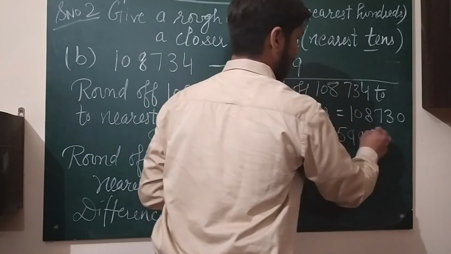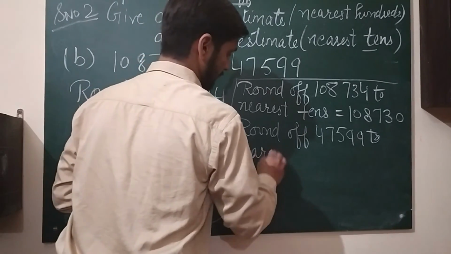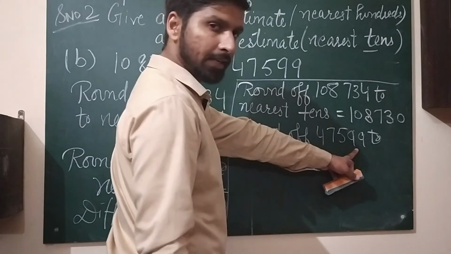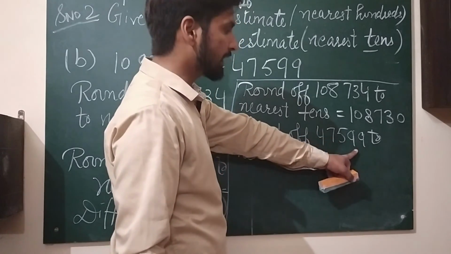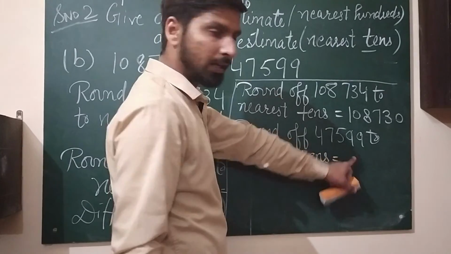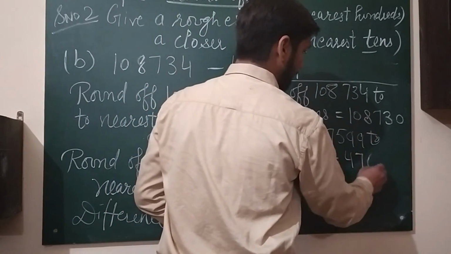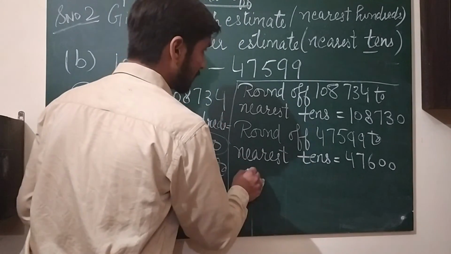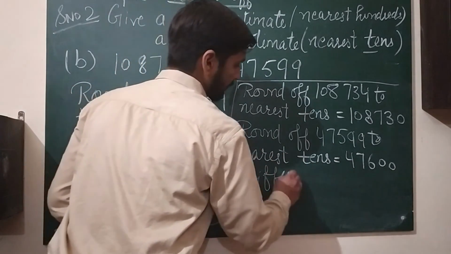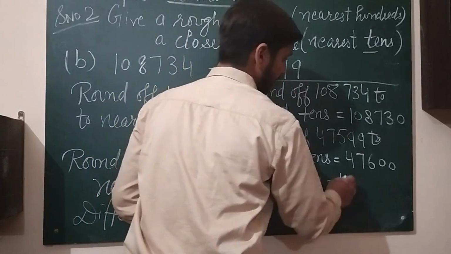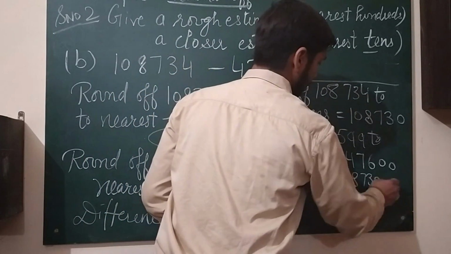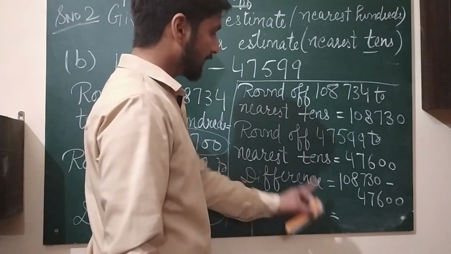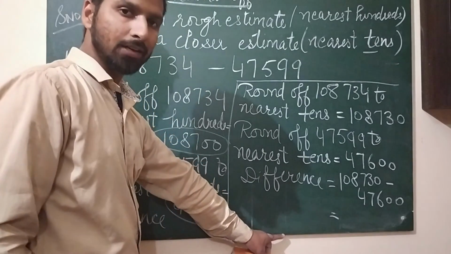If I round off 47,599 to nearest tens, it will be written as, now 99 lies between 90 and 100. So definitely 99 is closer to 100. So it will be written as 47,600. Now again, I have to find out the difference by subtracting these two numbers. The difference will be considered as the closer estimate.